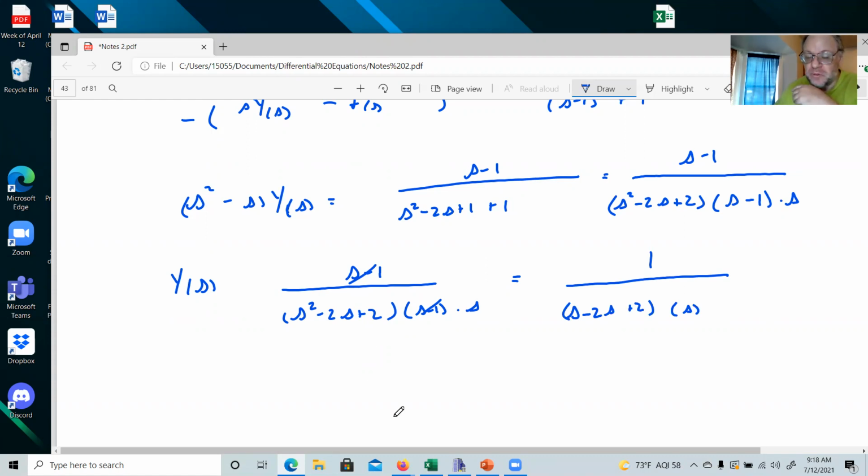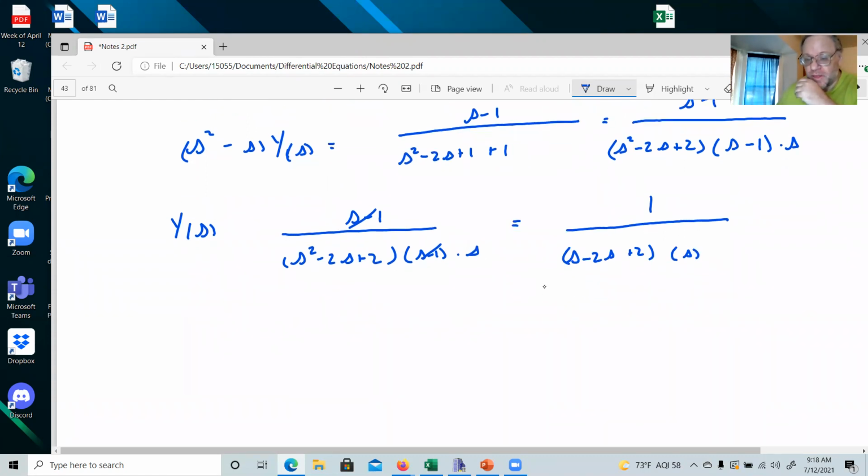So again, with the partial fractions, this is an irreducible quadratic. So this is going to be A over s plus Bs plus C over this business, s squared minus 2s plus 2. So this is just the partial fraction decomposition of the denominator here. So when you have irreducible quadratics, we have to do a Bs plus C.